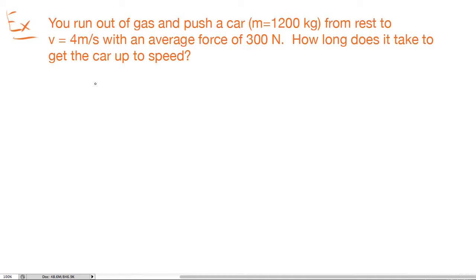All right, so the picture looks like this. You have a car, which is always a hatchback, and it's a little car that you're pushing. Not to scale. And in doing so, you're applying a force of 300 newtons to the car. Okay, so we want to know how long it takes to get the car up to speed.